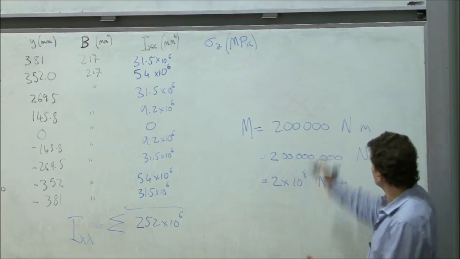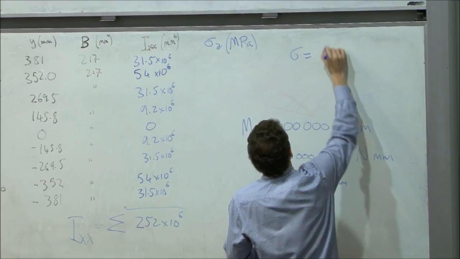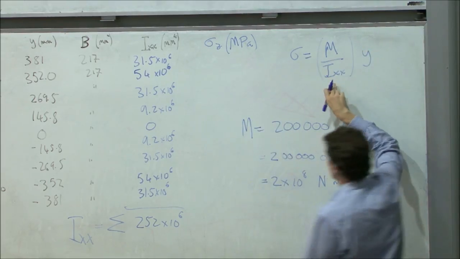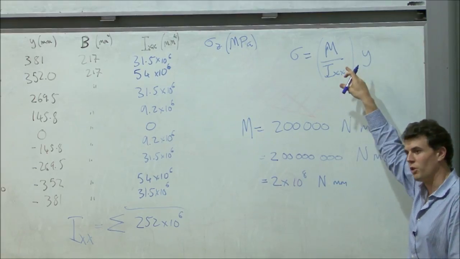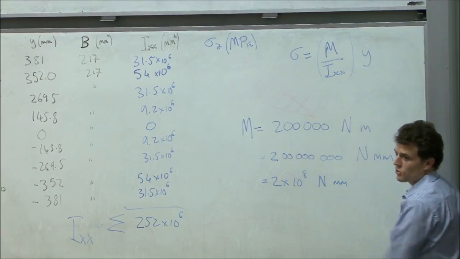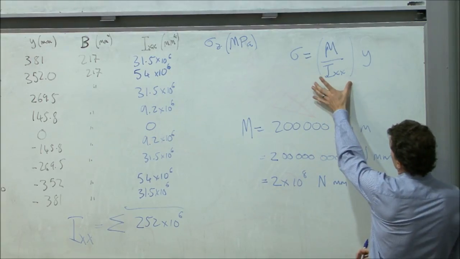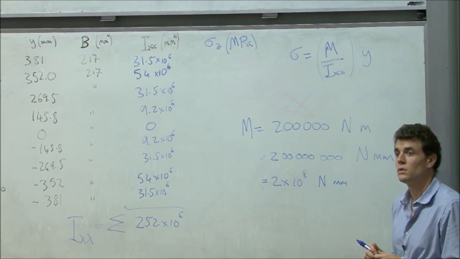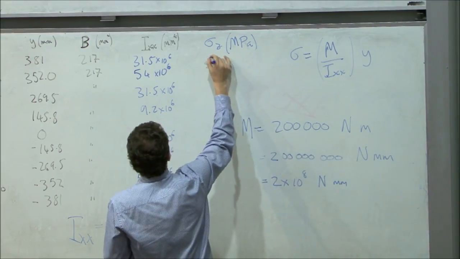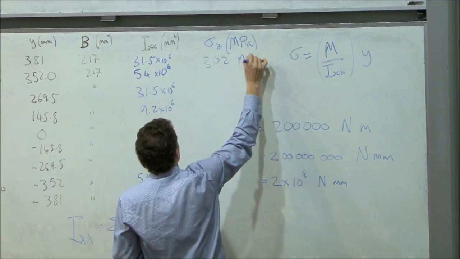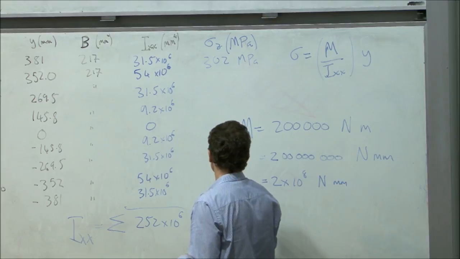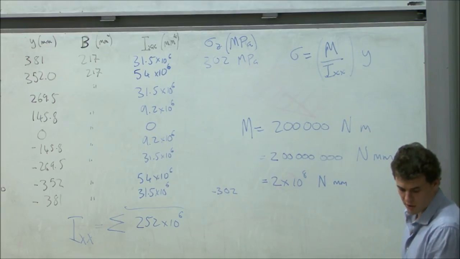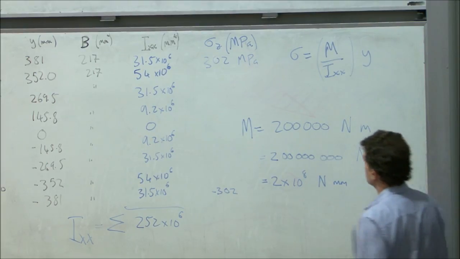And if you're doing this repetitively, it's good to calculate the value of M over IXX so you don't have to keep multiplying by M and dividing by IXX. That's not going to change through each of your calculations. So if you just work that out as a number, you can just keep multiplying it by y. Yep, 302 megapascals. So the bottom's going to be minus 302 megapascals. All right, and I'll leave you to calculate all the rest, but they're all on page 644 of Megson if you want to follow along.